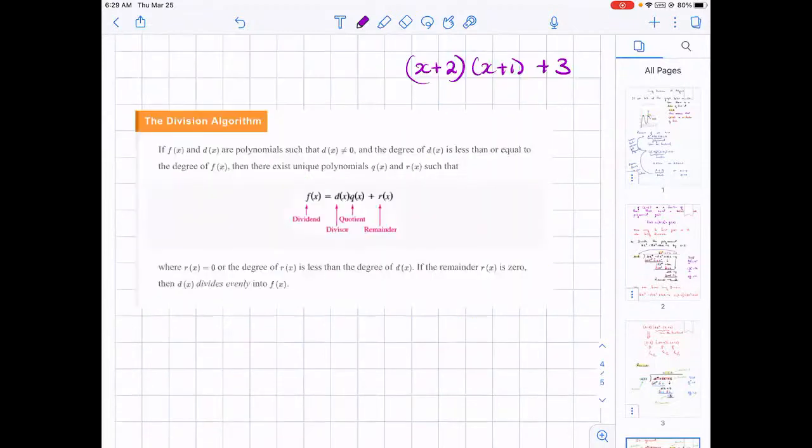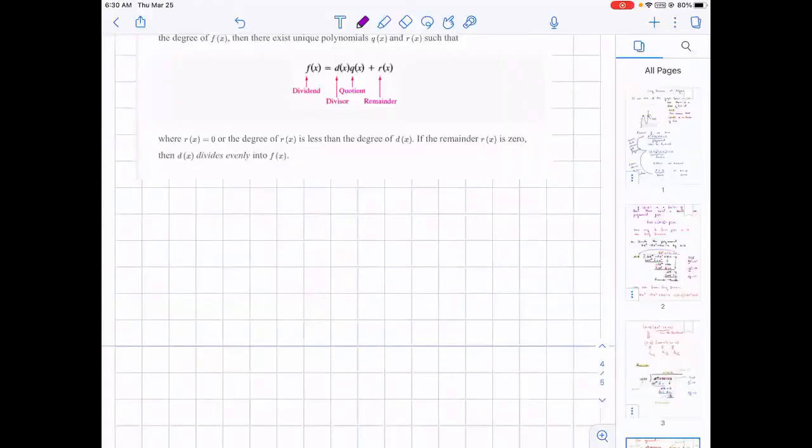So what we just did there is called the division algorithm, right? If we have a function, then that function can be written as the divisor times the quotient plus the remainder. And obviously, sometimes the remainder will be 0. So let's look at an example.